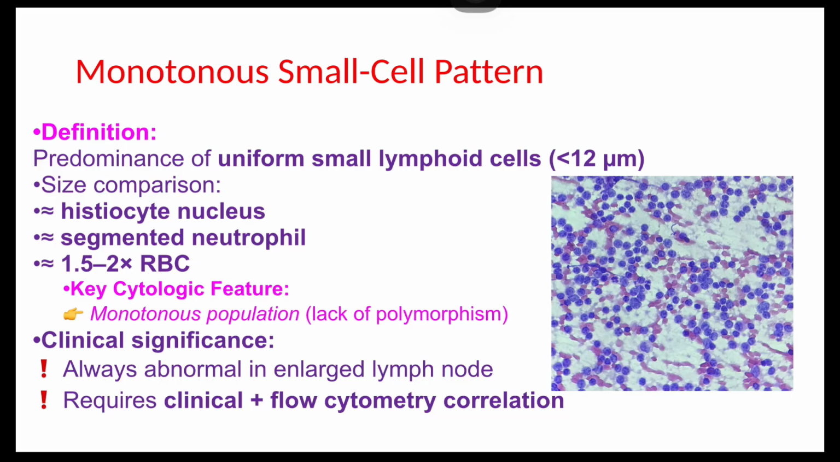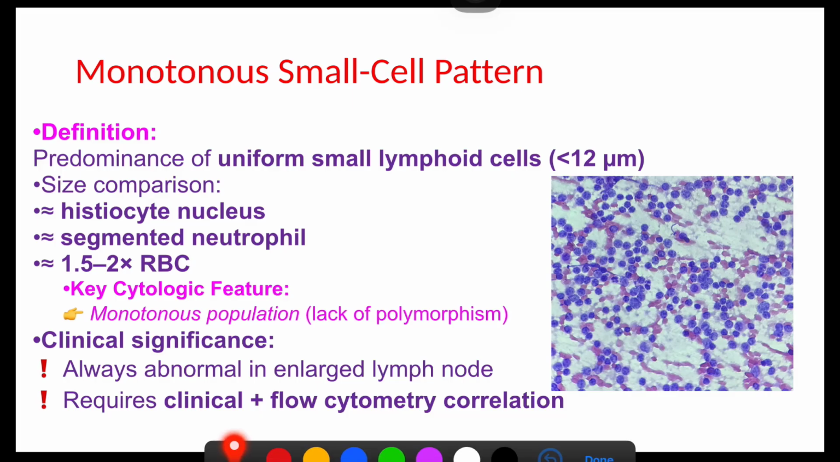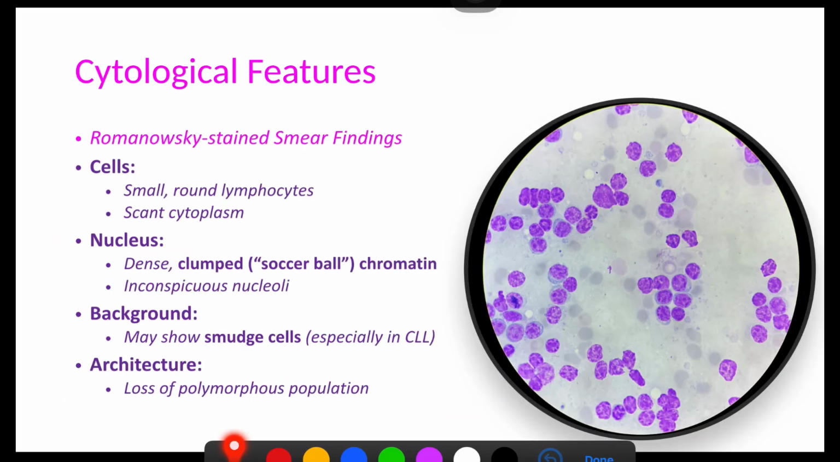Here in this slide, you can see all the cells are similar to each other. So, this is called a monotonous small cell population. What is the clinical significance? It is always abnormal in an enlarged lymph node, and it requires clinical as well as flow cytometry correlation.